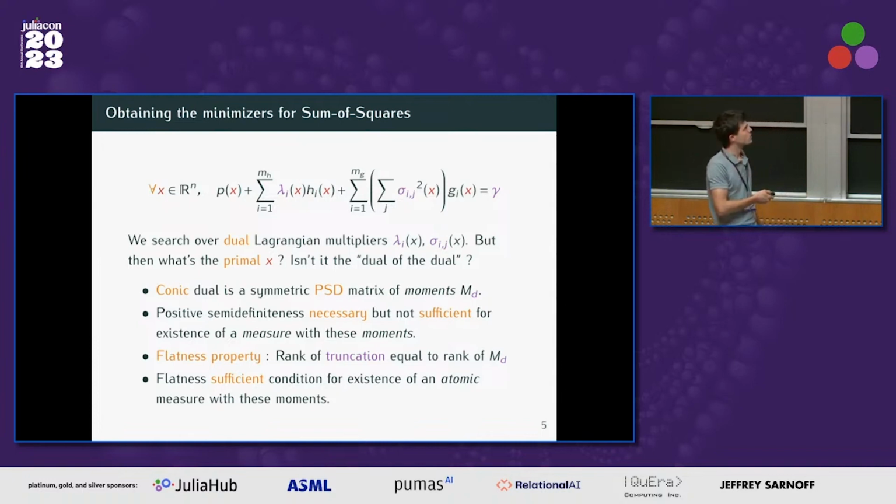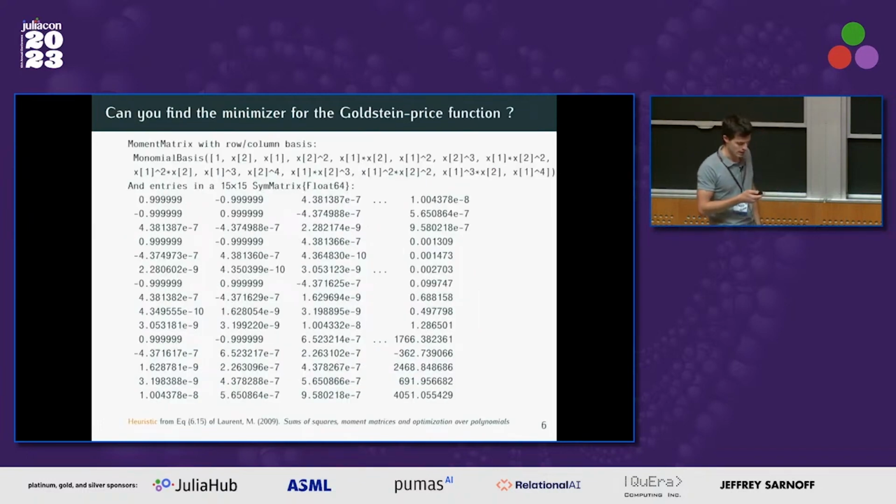Okay, so that's these two approaches. At the end, you need to work with this matrix, looking at ranks, and you can extract the solution like that. So here is an example. If you're trying to minimize the Goldstein-Price function, with just the minimal degree that you can use, you don't need to increase the degree of the hierarchy, you obtain this moment matrix, 15 times 15.